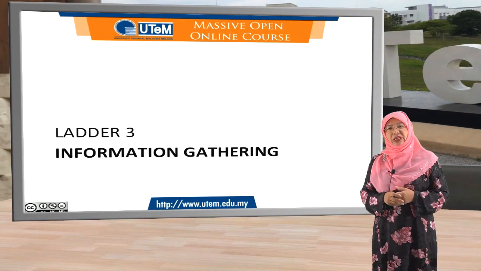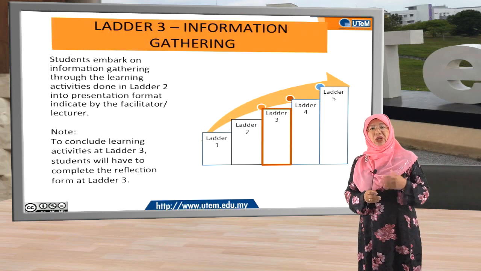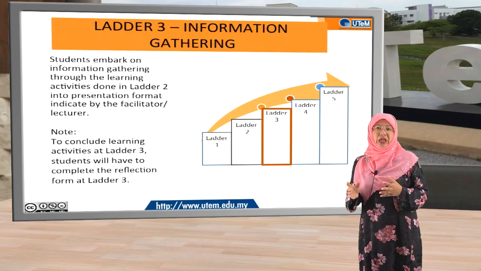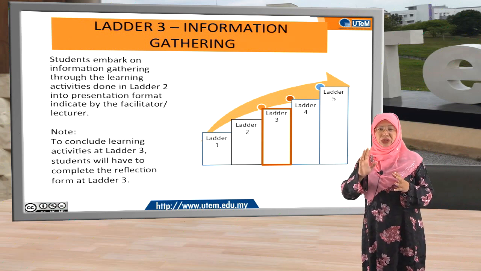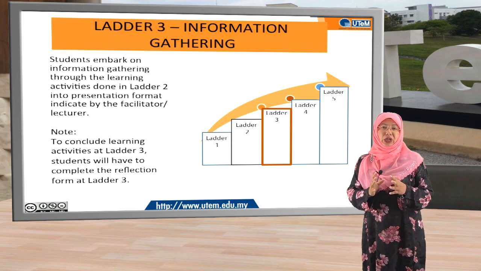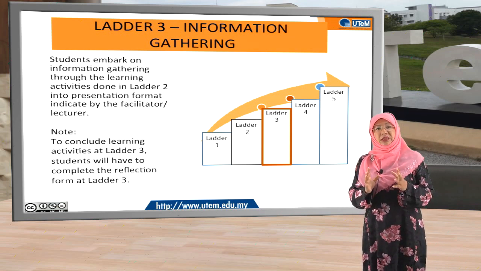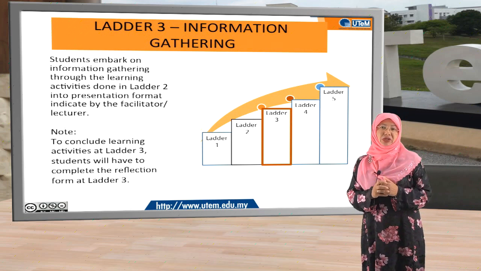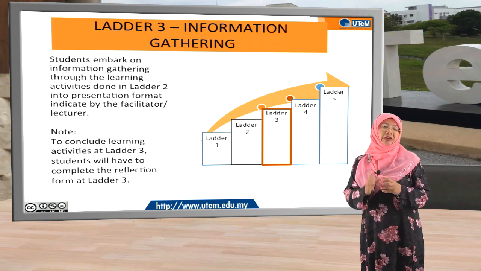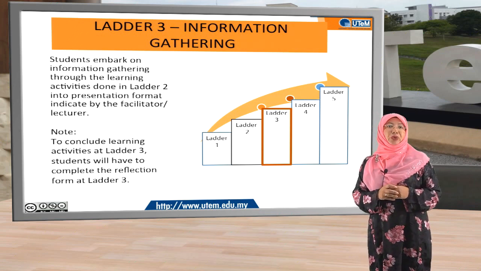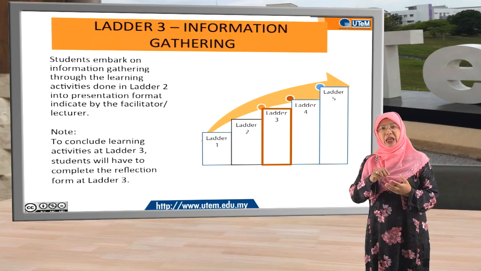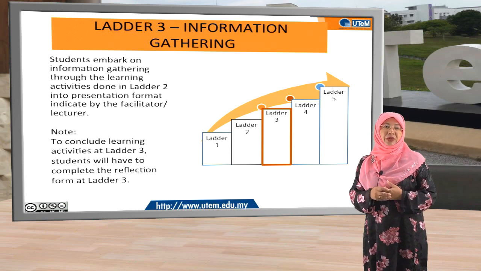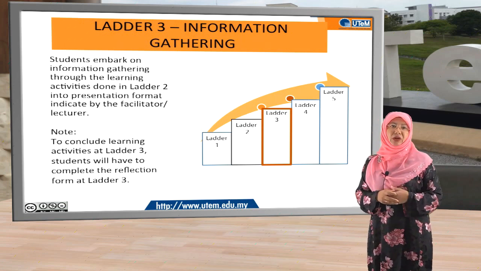Now in letter 3, information gathering. You've collected all the information in letter 2. Let's say you have 5 of you in the group and everyone has gone to the library, watched movies, and done interviewing. You come back and sit down together and gather all the information that the team members have collected. The students would prepare the information for presentation. The presentation format will be indicated by the facilitator or lecturer.